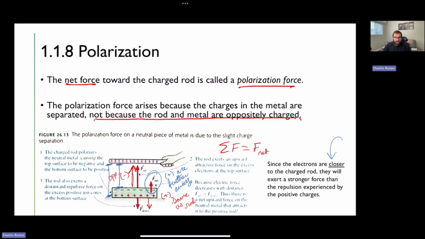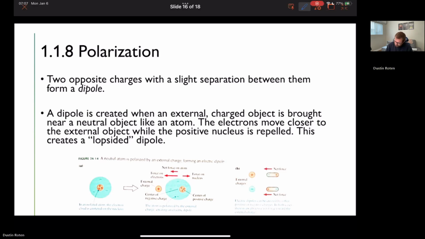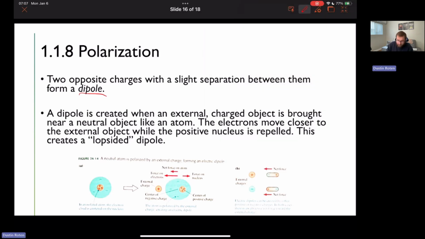So, whoops, let's change my slide. Two opposite charges with a slight separation between them, like we've been talking about. This actually forms a dipole. Let me switch back to red. Okay. And di meaning two, pole just being like a point, more or less. You can create this polarization effect or a dipole if you just take a charged object and bring it near a neutral one, like we've been talking about.